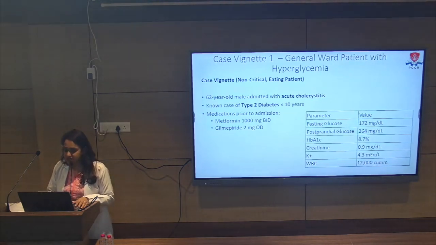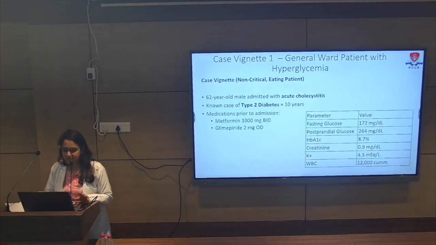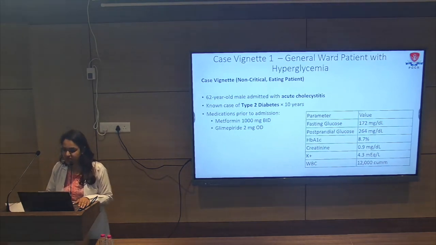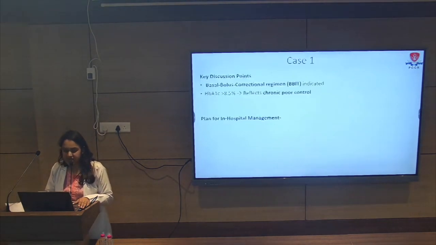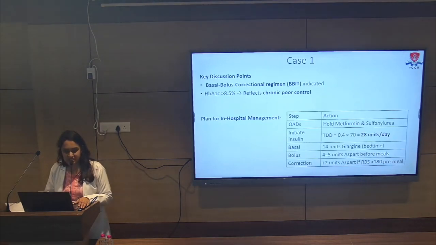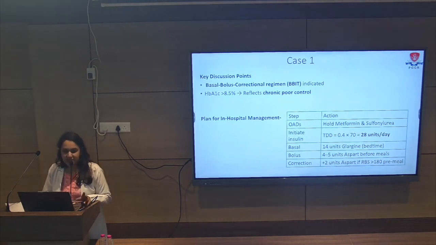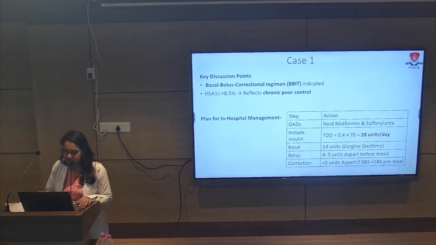Now in such patients, the oral agents are stopped and insulin is initiated proactively. We don't wait for the levels to climb to 300. A standard basal bolus correction regimen is indicated as HbA1c of around 8.4 reflects chronic poor control. So in this case, oral anti-diabetic drugs like metformin and sulfonylureas are held. We initiate insulin according to an estimated total daily dose of 0.4 into the weight of the patient, which is approximately 28 units per day.